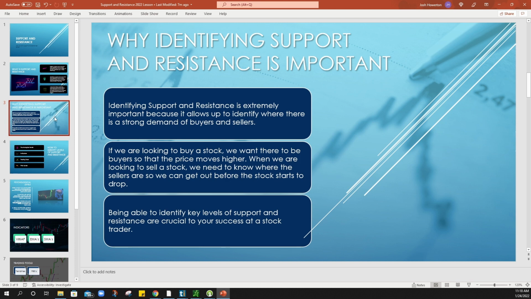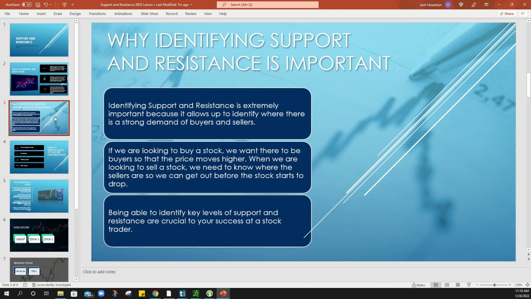So if we're looking to buy a stock, we want there to be buyers so that the price moves higher. When we are looking to sell a stock, we need to know where the sellers are so we can get out before the stock starts to drop, because again, sellers are what cause the stock to move lower. So if we're in a position and we want the stock's price to go up, we need to be able to identify where there is resistance, where there is a demand of sellers, so we can get out before those sellers start to sell and the stock starts to drop.